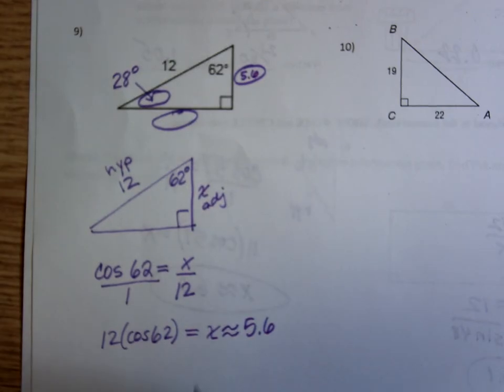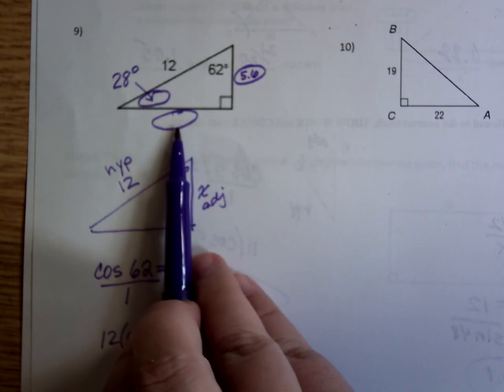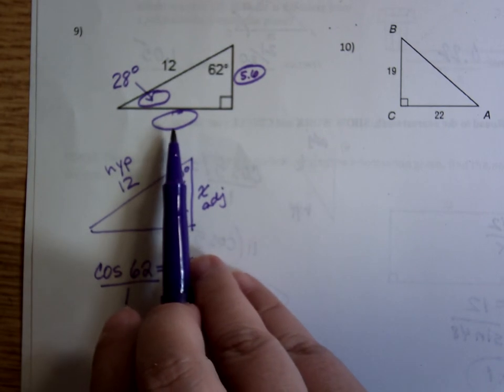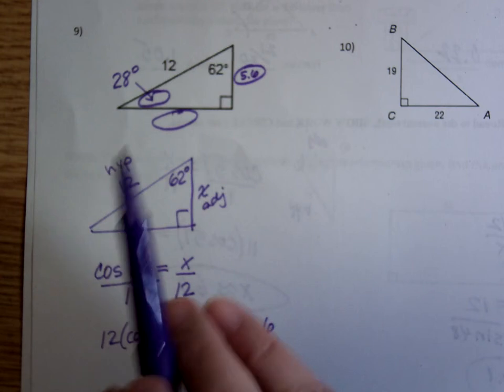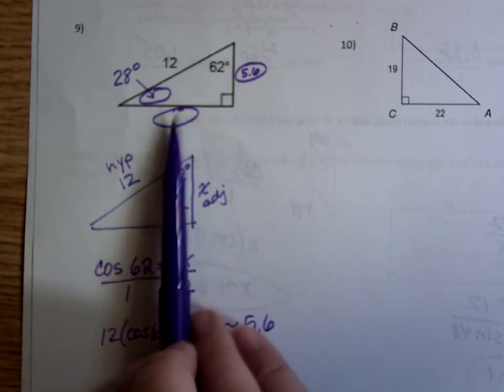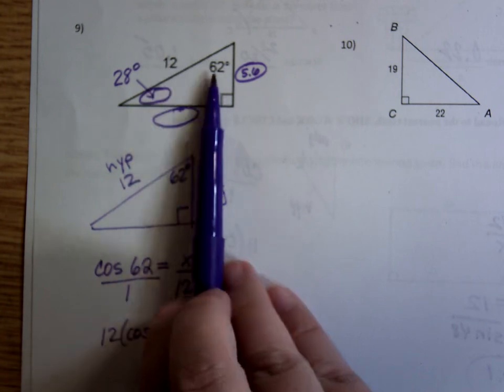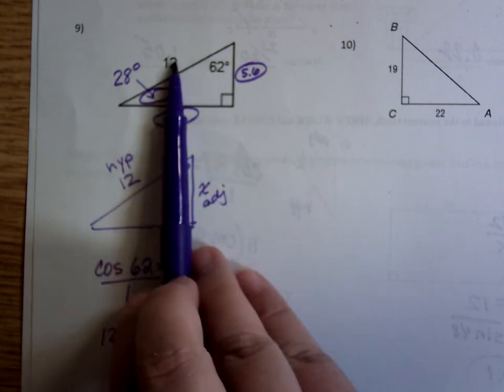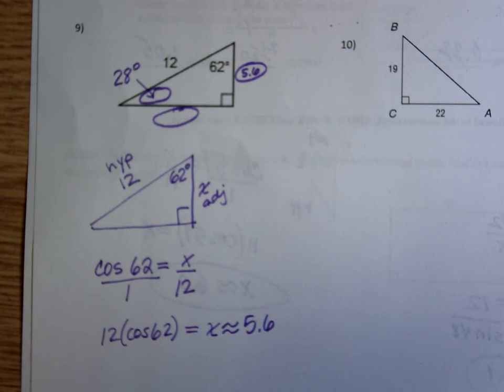What is the easiest way to find the last missing side of the triangle? Pythagorean theorem, maybe. Some people might prefer to use sine now. You could do opposite over hypotenuse. Sine of 62 equals opposite over hypotenuse. I would probably use Pythagorean theorem, because I have 2 out of 3 sides.